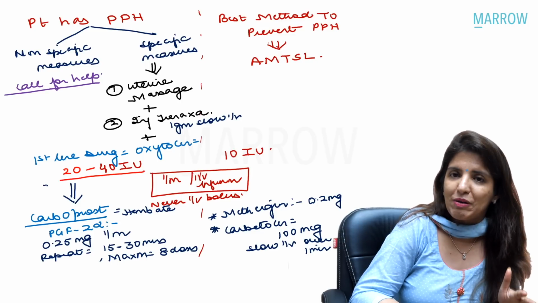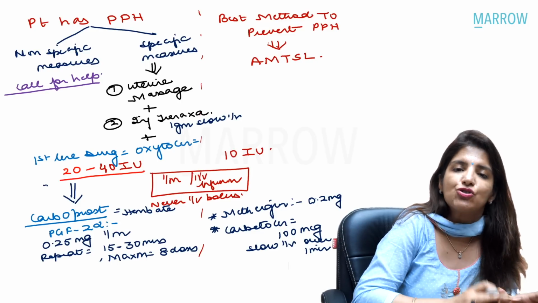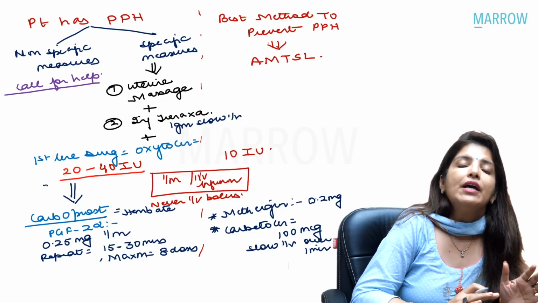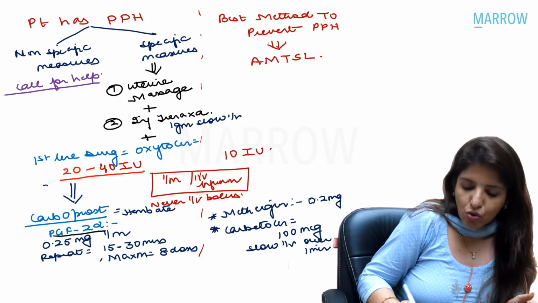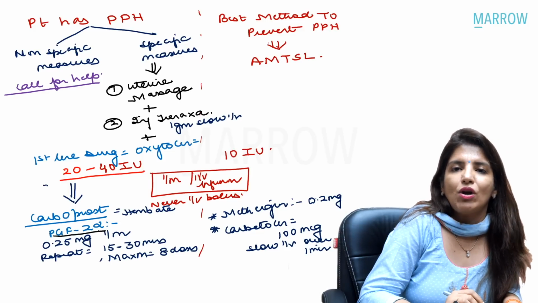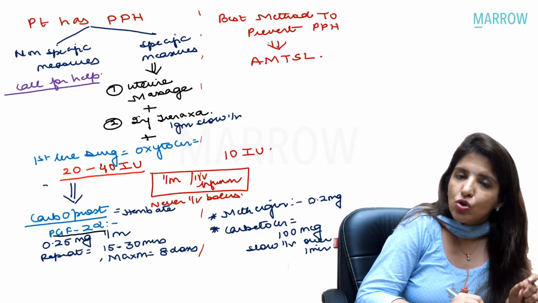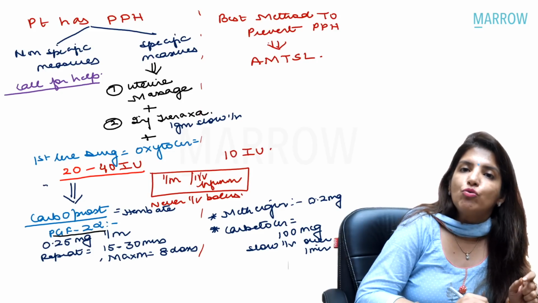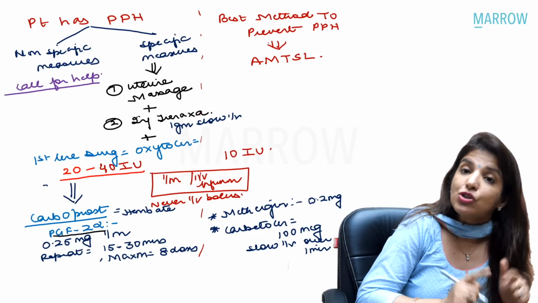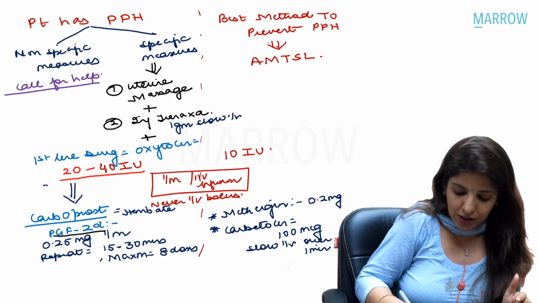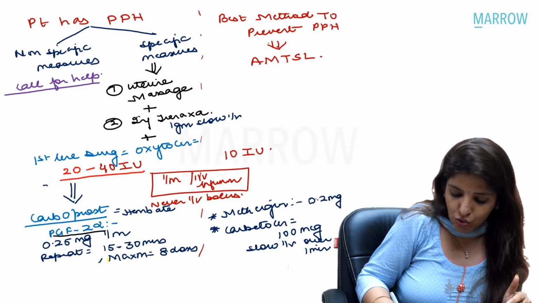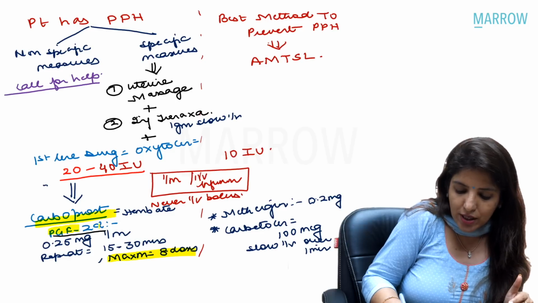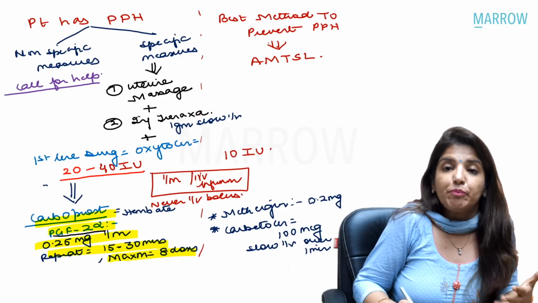Now, in case of PPH, after oxytocin, the next drug which I am going to choose will be carboprost, that is PGF2 alpha. Right? And this is also called Hemabate, or dinoprostone. The dose which you have to give is 0.25 mg intramuscularly. This you can repeat every 15 to 30 minutes, and the maximum which you have to give is 8 doses. Now, this is the dose which is given to treat PPH.